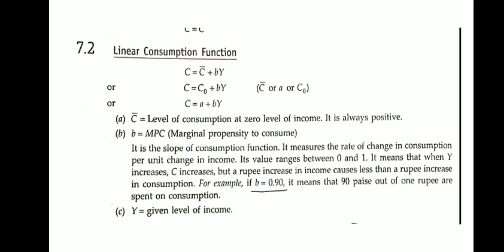Now the linear consumption function, that is C equals C bar plus bY. C bar refers to autonomous consumption. Even if you are not earning anything, your expenses would be there. C is consumption, b is marginal propensity to consume, and Y stands for income.